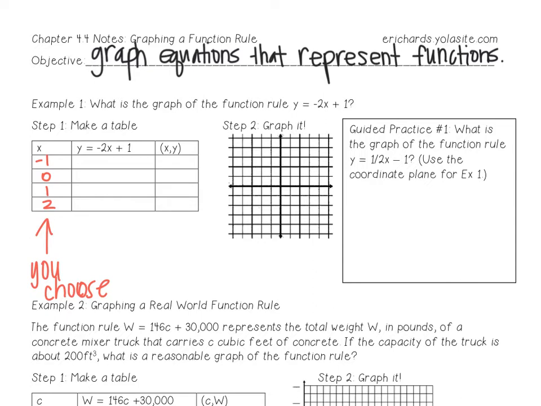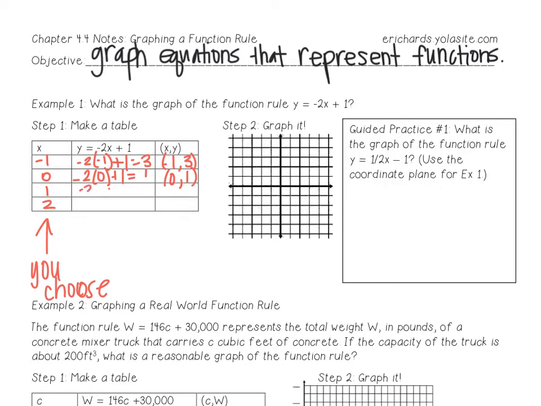So when we plug the negative 1 in for x, we get negative 2 times negative 1 plus 1. You just figure out what number that gives you out. So that's going to be positive 2 plus 1, which is 3. So my point, when I have negative 1 for x, I have 3 for y. And that's going to be my first point that's going to go on the graph. Then plug in 0 for x, and you get 0 plus 1, which is 1. So when I plug in 0, I get out 1.